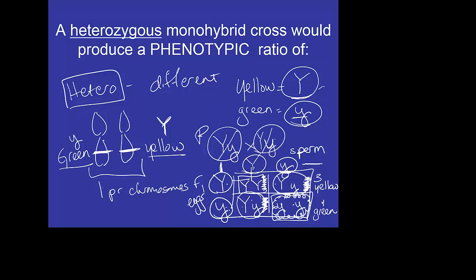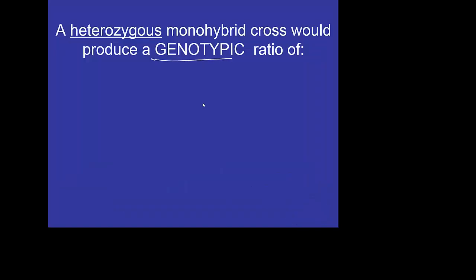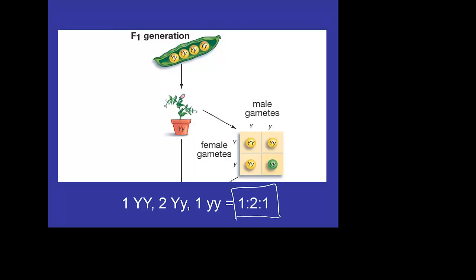We'll look at more of these as we go through, but I want you to think about what this actually means for our individuals. So we are getting 3 yellow and 1 green as we predicted. Here it is in nice color for you. That genotype, though, actually looking at what's going on with the alleles themselves, is not 3 to 1, right? We have a big Y, big Y, big Y, little y, another big Y, little y. So we have two of those, one of those, and one little y, little y. So this color is phenotype. What's this? Right, genotype.